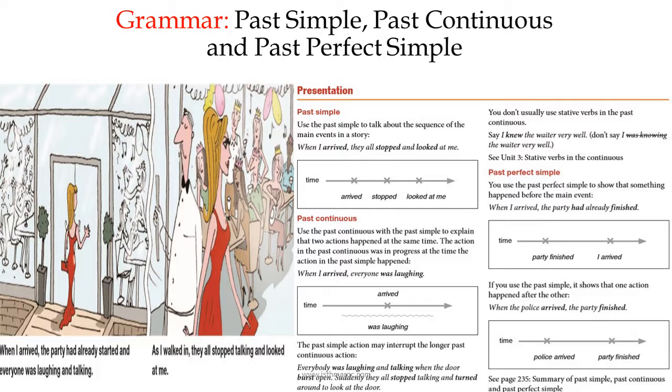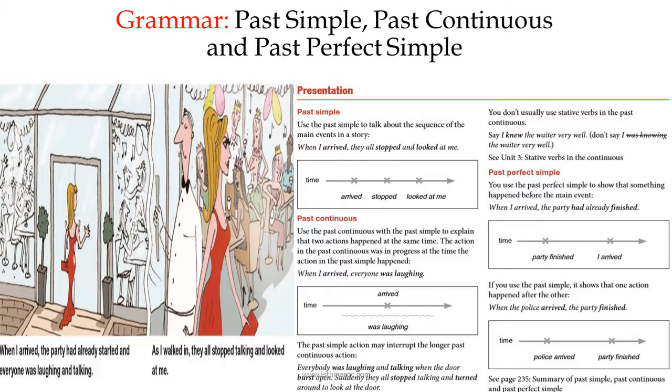Past continuous: use the past continuous with past simple to explain that two actions happened at the same time. The action in the past continuous was in progress at the time the action in the past simple happened. The example we have, when I arrived, everyone was laughing. So the action which is in past continuous is very long, that everyone was laughing, and the action of laughing was interrupted by the action of my arrival. It means when I arrived.